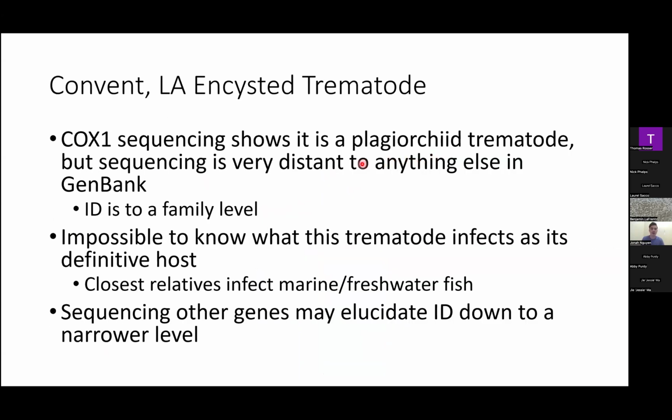I have found an encysted trematode, kind of boring. It was one of those putative cysts from back there. Anyway, I sequenced it. Closest relative is to ones that infect marine or freshwater fish, so kind of cool. It just shows that these things can have cysts of things that infect fish, probably. So kind of interesting. It just shows that there's some good ideas going on in the project.